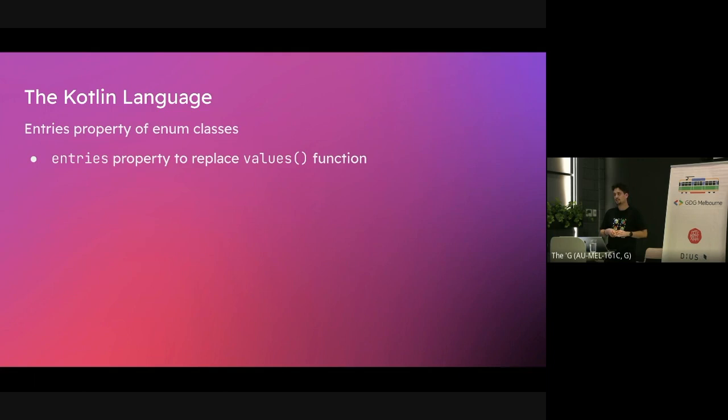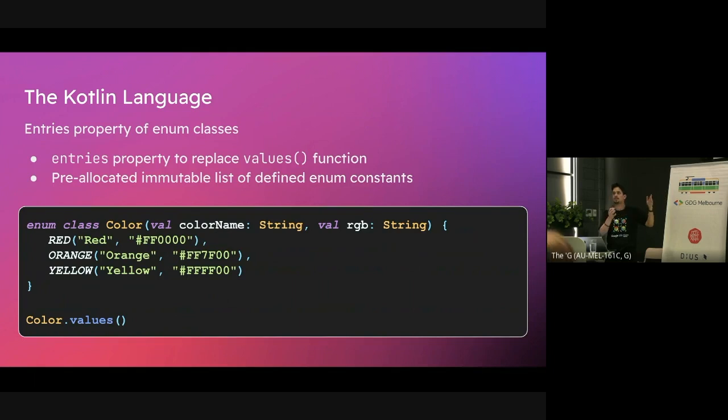Entries properties will replace the values function. If you've done this before, Color.values or enum class.values, you can just simply do this. What it does is it creates an immutable list of enum objects, whereas values creates an array. An array by nature is mutable, so you can actually change it and introduce a bug. With this, you can't. It's immutable. The compiler is doing things for you now. And whatever filter operations or predicates you have on that collection, they still work because it's still a collection at the end of the day. It's just immutable now. So that's the entries property.